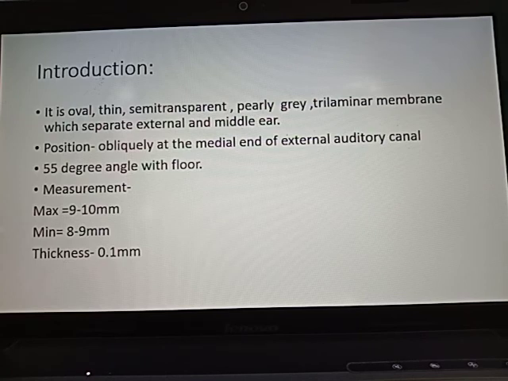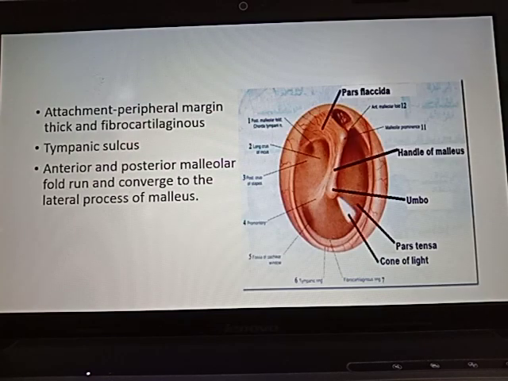Then come to the measurement. The maximum diameter is about 9 to 10 millimeters and the minimum diameter 8 to 9 millimeters, and it is about 0.1 millimeter thick. So it is a very thin, membrane-like structure. Then come to the peripheral attachment of this tympanic membrane.